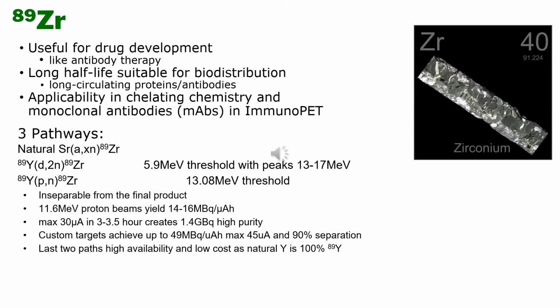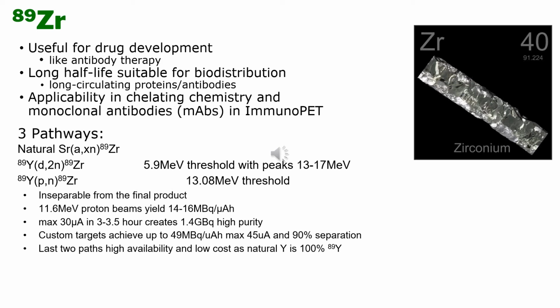Therefore, a balancing act of targeting just below 13.08 megaelectron volts and 11.6 megaelectron volts, while also maintaining above 10 megaelectron volts, is desired. The best yield process reported is with an 11.6 megaelectron volt beam. It generates about 14 to 16 megabecquerels per microamp hour with high purity. Therefore, about 1.4 gigabecquerels of zirconium-89 can be produced over the span of 3.5 hours via this method.